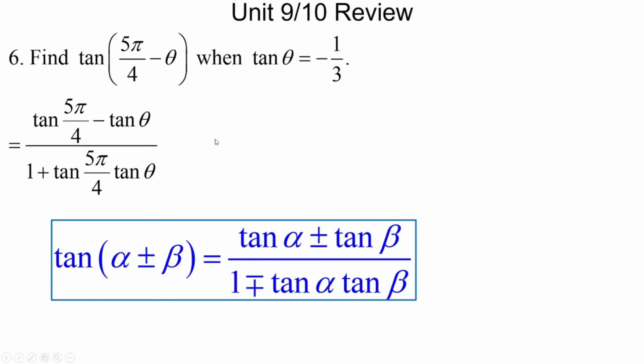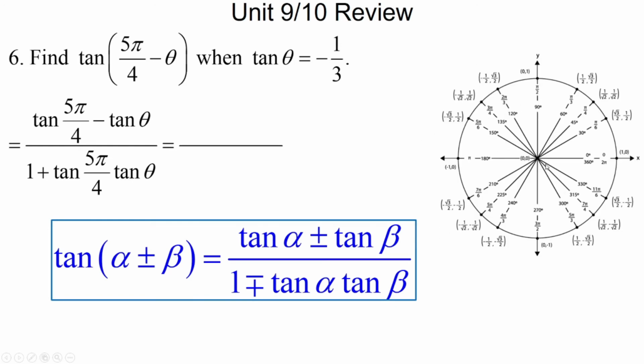Now, what's tangent of 5 pi over 4? Well, let's take a look at our unit circle. 5 pi over 4. 1, 2, 3, 4. That'd be right here in quadrant 3. All right. And tangent is sine over cosine. Which would be, the sine is going to be a negative root 2 over 2. And the cosine is also going to be a negative root 2 over 2.